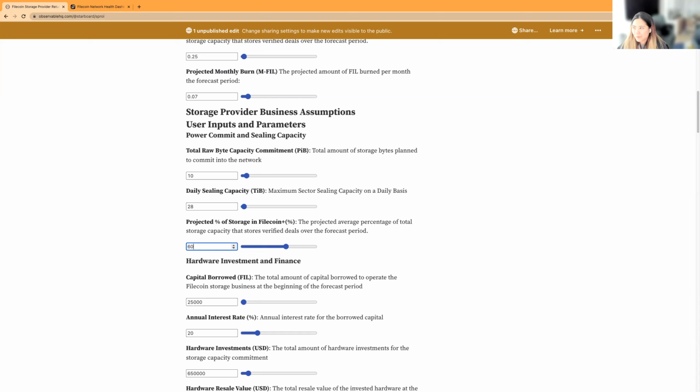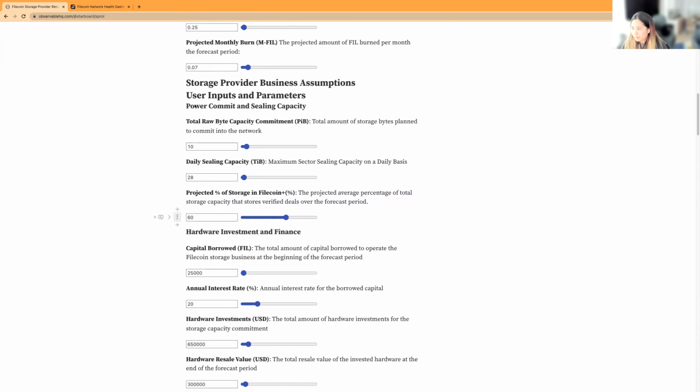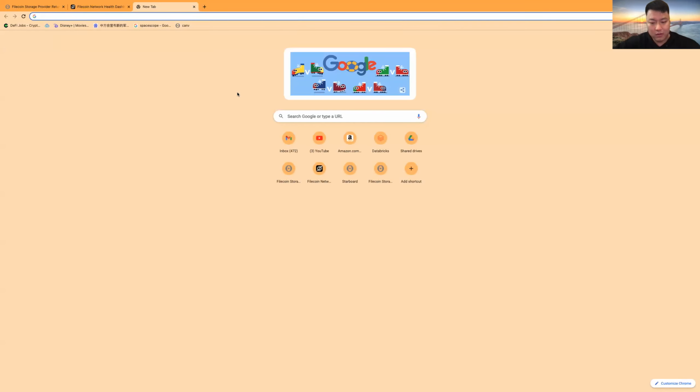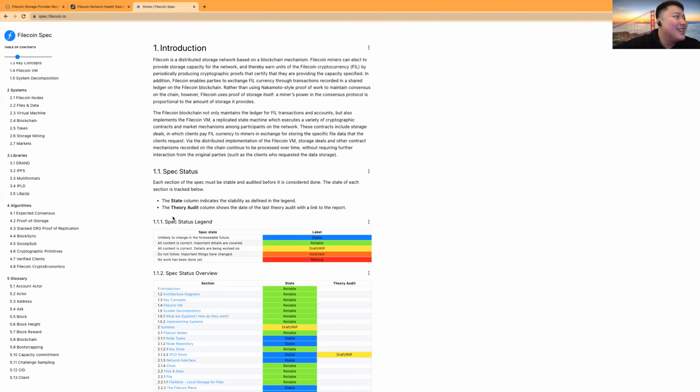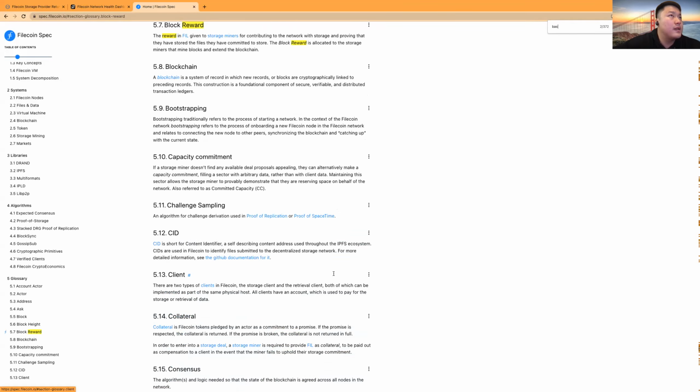Can you dive a little deeper, Ed, into why the projected percentage of storage in Filecoin Plus, in relation to the network wide percentage, changes the ROI so much? Yes. I think I have this. The spec to me is like a Bible. So if you go to, what is that called again, some reward, it's a section called baseline maintain.